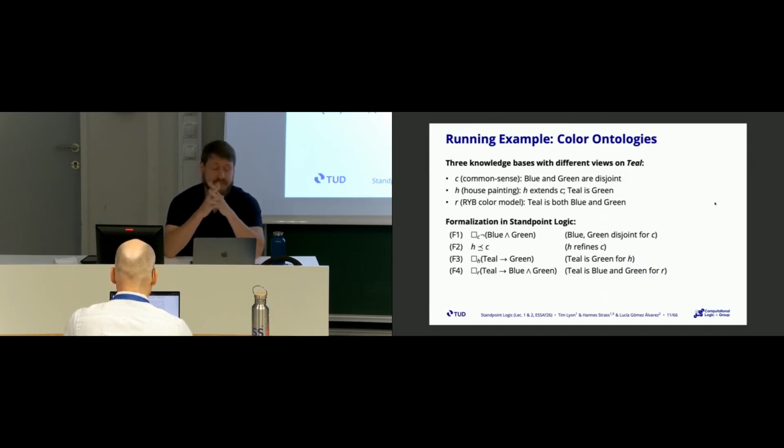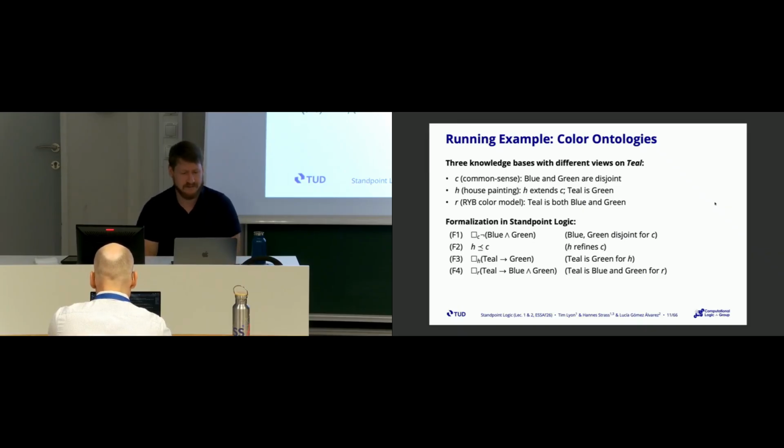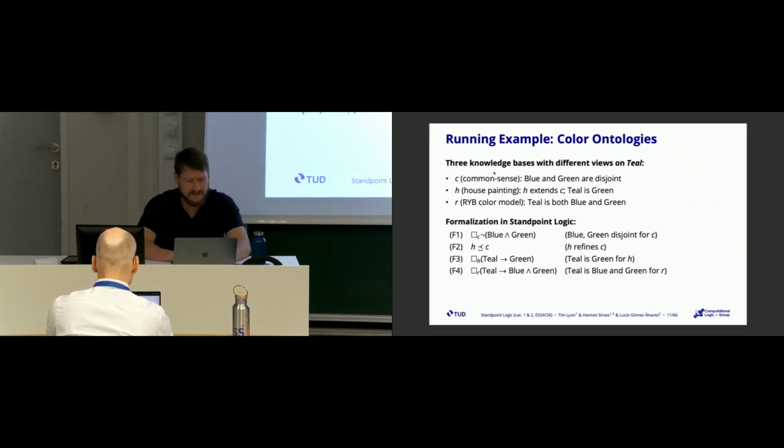Okay, so let's try to represent an example by means of standpoint formulae to demonstrate the modeling capacity of standpoint logic. So in this particular example, there are three different standpoints. There is the common sense standpoint, which I'm denoting by C. So this example has to deal with how color classes are considered and how the names of colors are actually applied from different standpoints. So from the common sense perspective, we say that blue and green are disjoint categories. So something is not both blue and green, it's either blue or green from this common sense perspective.